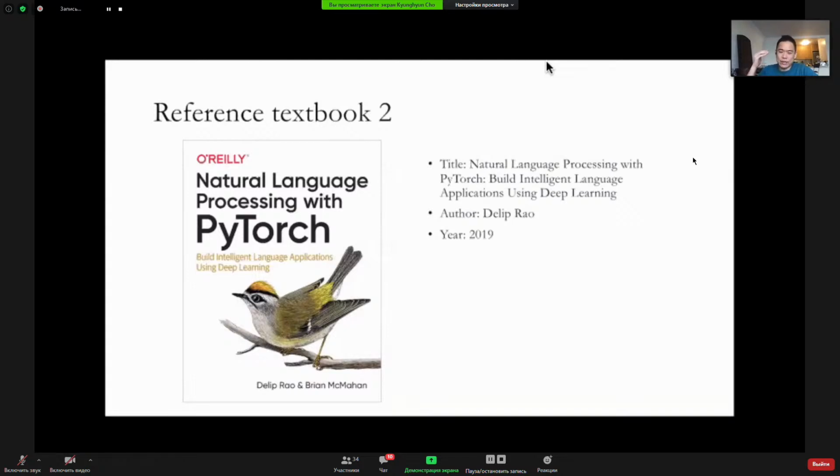But still, if you look at this book and go through it, you'll see a lot of the concepts that I explained here, and how they could be implemented using PyTorch in order to be used with the GPU and everything. So that's going to be nice. This was authored by Delip Rao and Brian McMahan.